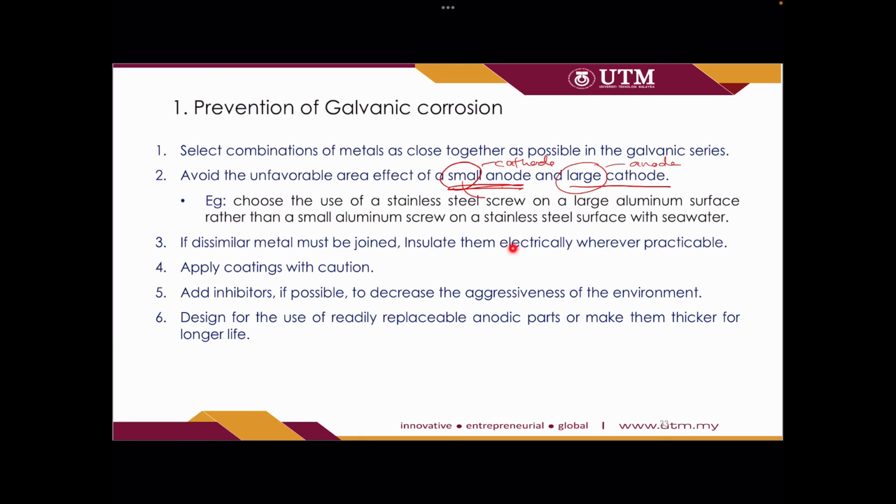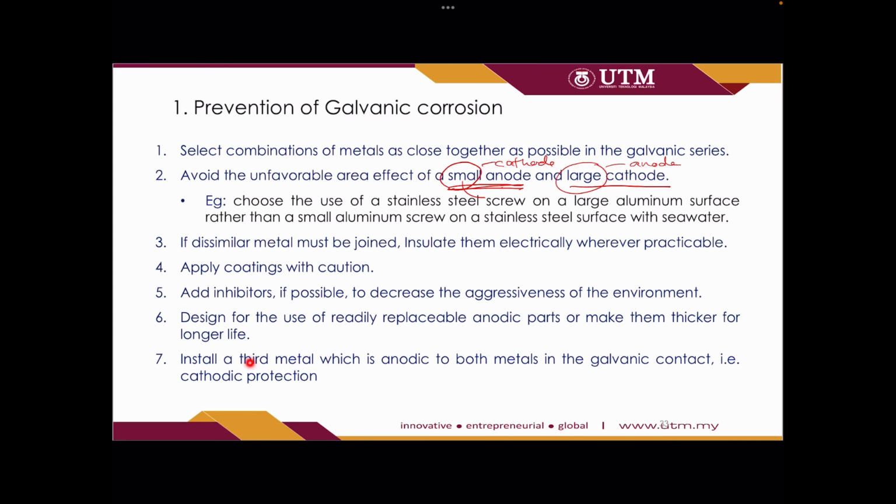Let's say you have this structure, and you know that it is small and it will corrode very fast, but this small part is something that you can allow to happen. For example, this small structure, you choose it as an anode instead of cathode. But the small structure that becomes the anode must be something that is easily replaced. If it is a permanent structure, you have to avoid making it turn into an anode.